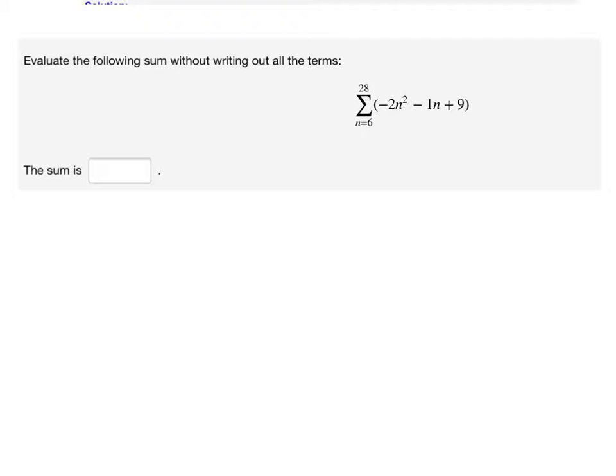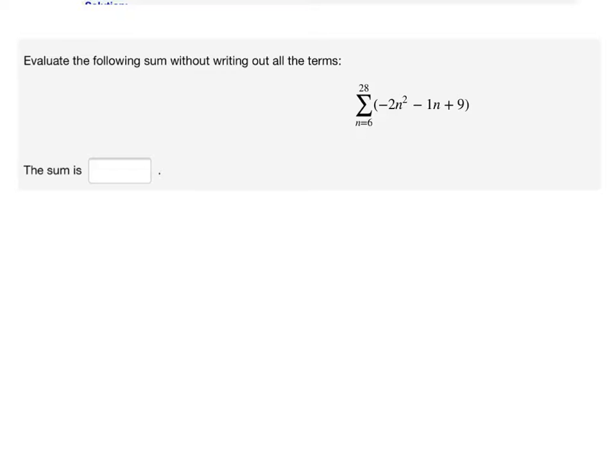So for this one, what we have to do is notice that I'm not starting at 1. All of those formulas that I have, when I see n squared, n, or a constant, do not start at 1. So I have to do the entire sequence and pull off the first 5 terms because I start at 6.